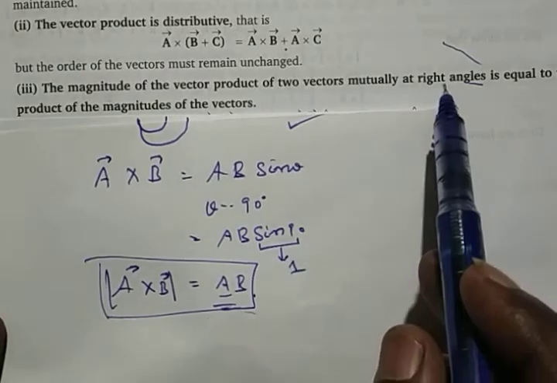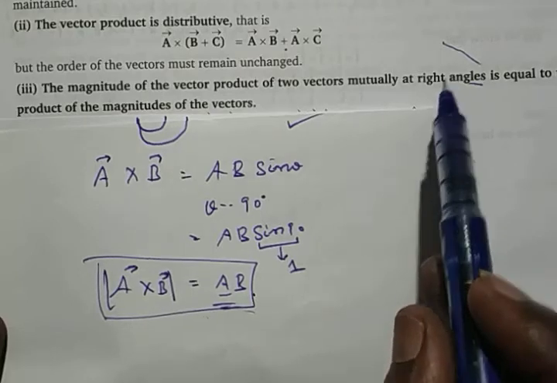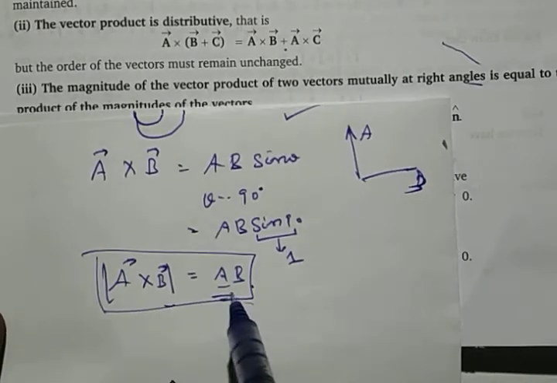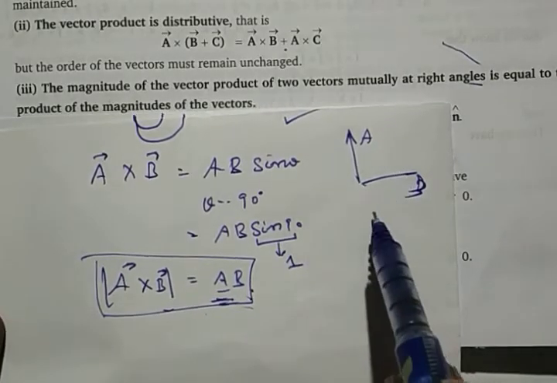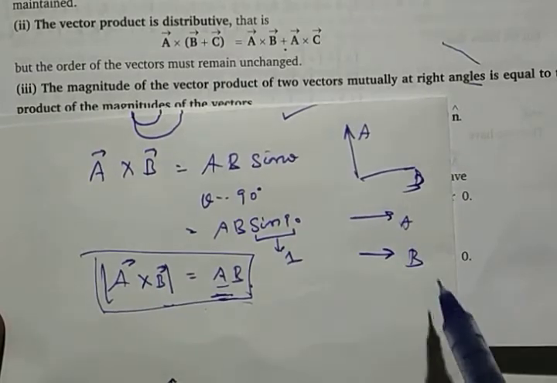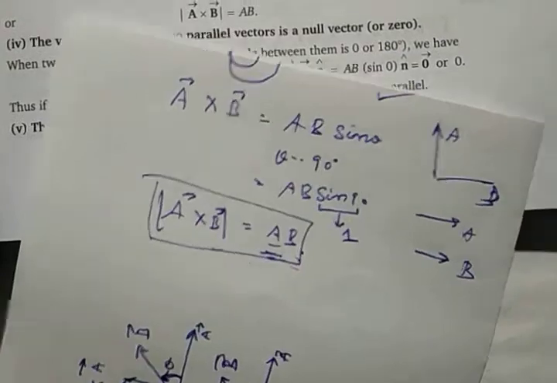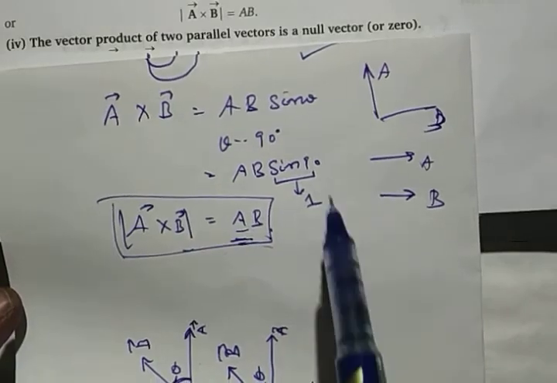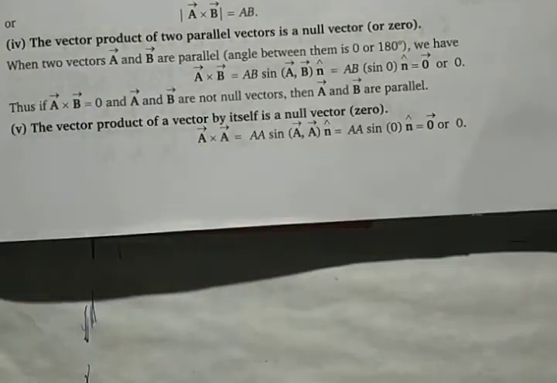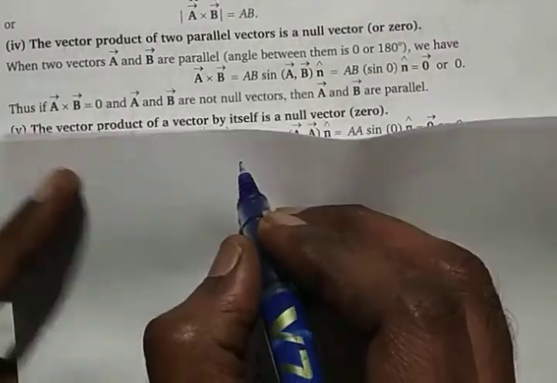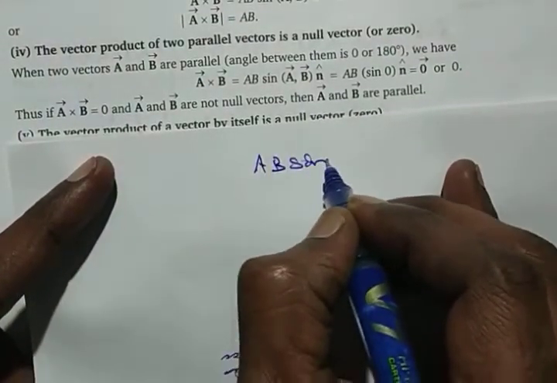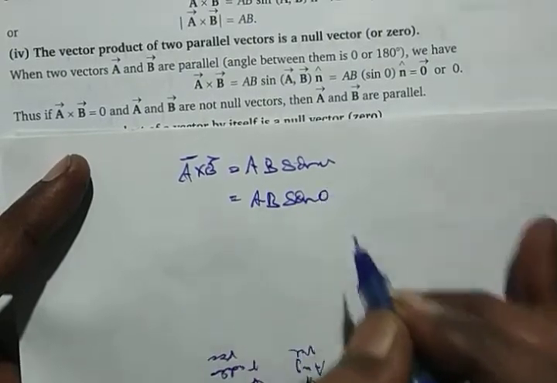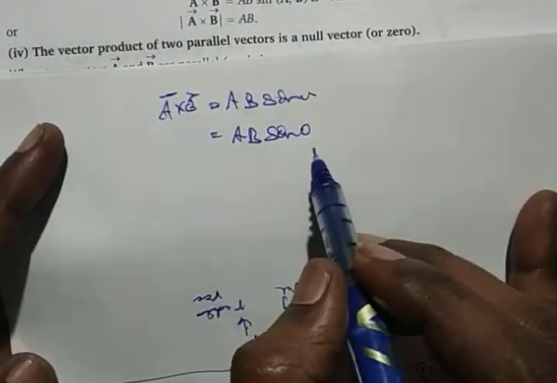If this is perpendicular, at right angles, what does it mean for the parallel ones? If this is A vector and this is B vector, what will happen? That is the next property here. Look at the next property. The vector product of two parallel vectors is a null vector. So if A and B are parallel, theta is equal to 0. So you have A cross B is equal to AB sine 0. What is sine 0? It is 0 itself.